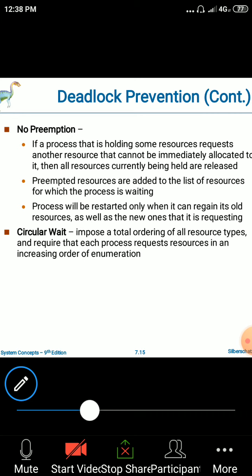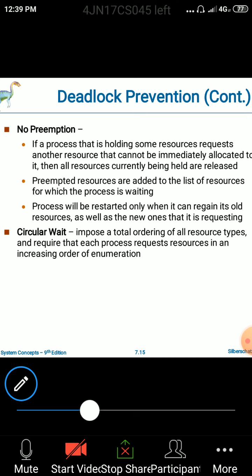Now let us consider the process P1. Initially it holds the CPU, and it is requesting the printer. If the requested printer is already allocated to another process, then it cannot be immediately allocated to P1, right? Then P1 enters into the waiting state. Process P1 is holding the CPU and has requested the printer, but the printer cannot be allocated. So P1 enters into the waiting state.